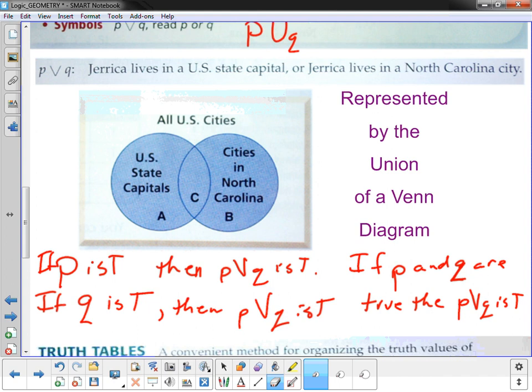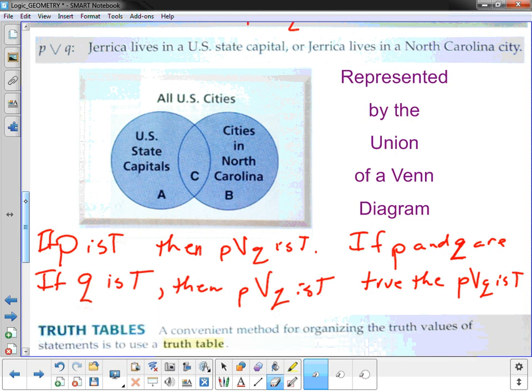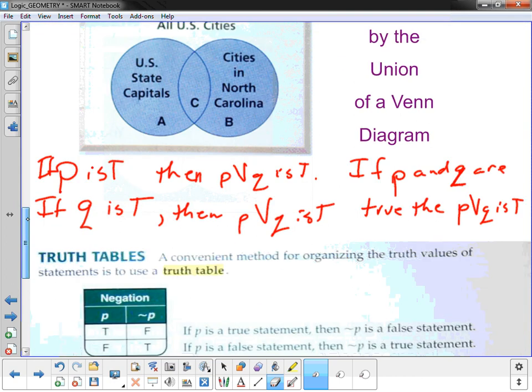So this gives us an idea that we need to look at a way to organize this. And the way we do that is we use what's called a truth table. I've got it right at the bottom of the screen now. A truth table is just a convenient method for organizing the truth values of statements. That's all it is. So we'll take something real simple.